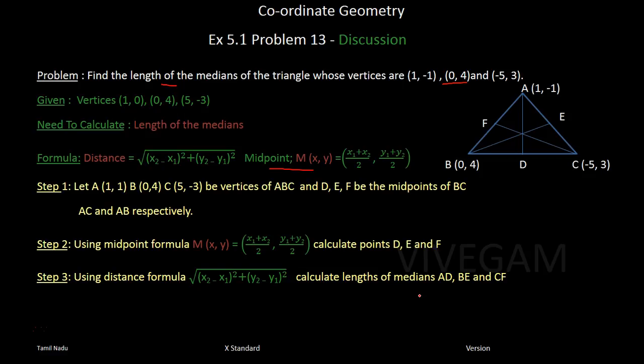But the only thing is it's a bit lengthy. You'll have to calculate the midpoints of the three sides. Then you'll have to use the distance formula and calculate three lengths. So it is a little lengthy. Please be patient and work it a little slowly so that there is no mistake. Okay, so pause the video here and try to work this problem on your own. And then on working, come back and check your working against our solution.